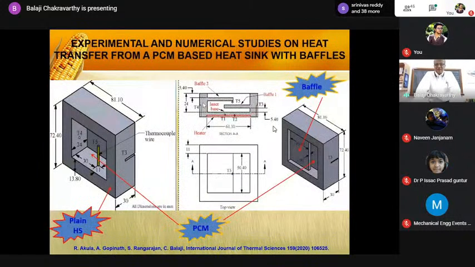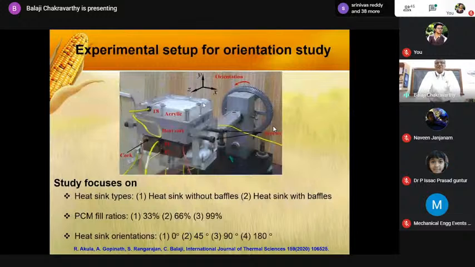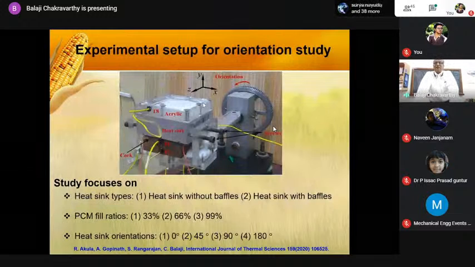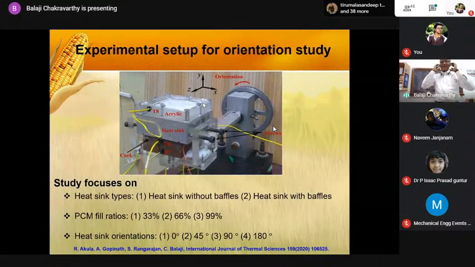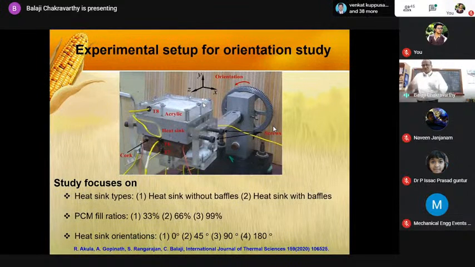Okay, so Rajesh's work is like this. The top is acrylic. He has also put a mechanism where we can change the orientation of the heat sink, because often in real life it need not be only horizontal or vertical. It could be placed in other positions. This study focuses on two types of heat sinks: heat sink without baffle and heat sink with baffle.